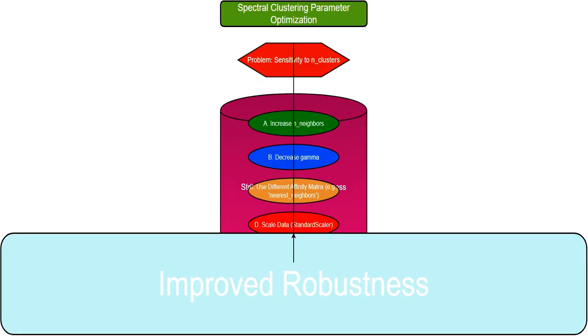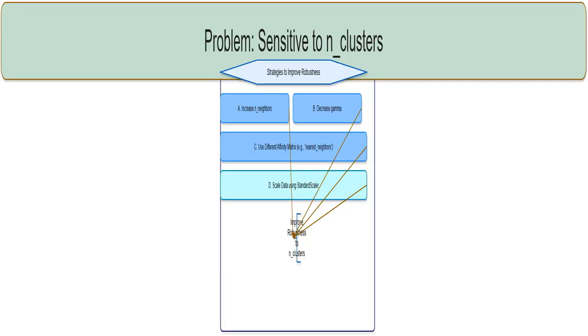This is the desired outcome, a clustering method whose results are less dependent on the specific number of clusters chosen. The strategies proposed above aim to achieve this improved robustness. The quiz problem highlights that the spectral clustering algorithm's results are heavily influenced by the number of clusters, n_clusters, parameter. This means that slight changes to n_clusters lead to significantly different clustering outcomes. This sensitivity indicates a potential problem with how the data is represented before clustering. We need strategies to make the results less dependent on this parameter.